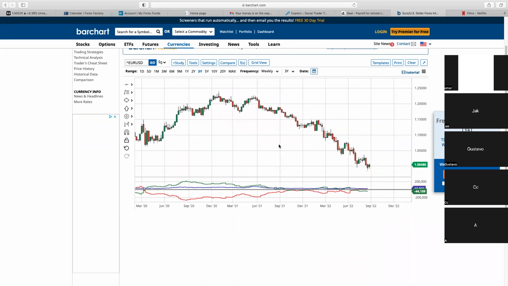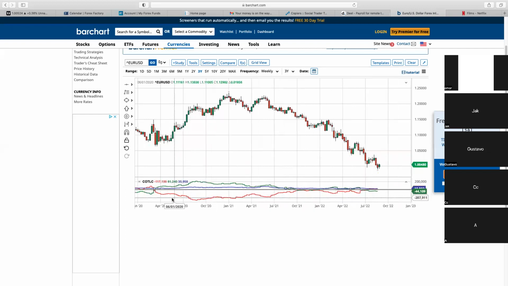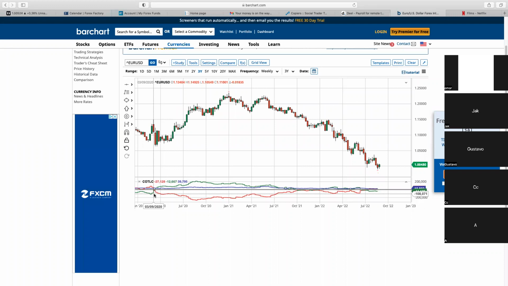Now let's look at it here. From 2020, they've been net short since 2020. You see from here, the third month, so March of 2020, they've been net short on Euro USD. I think that's prime time COVID, if I'm not mistaken. They've been net short on it, so that means essentially they're long on the dollar.